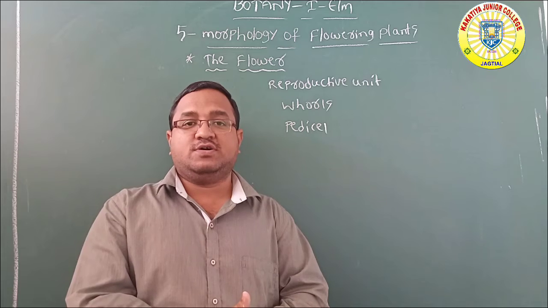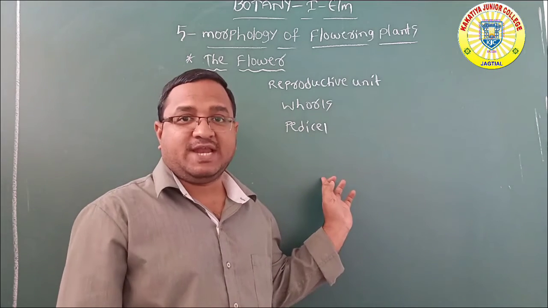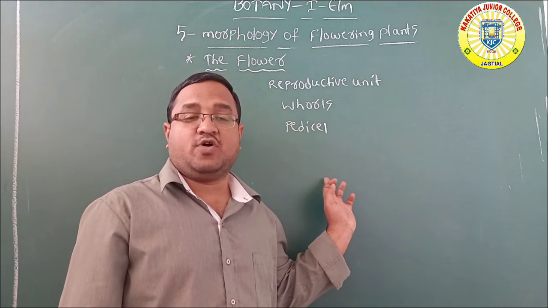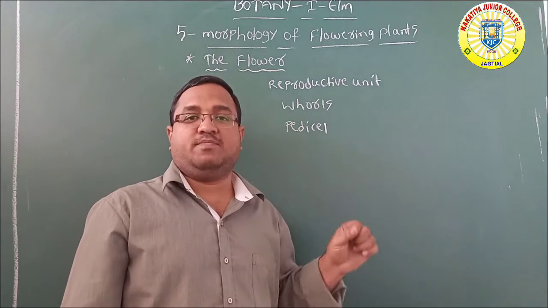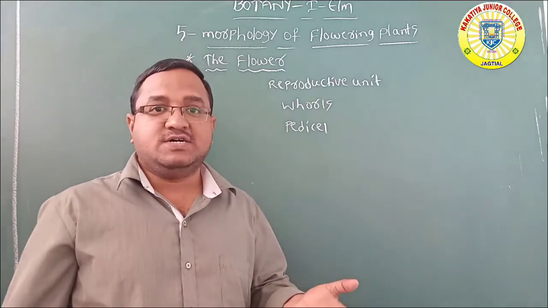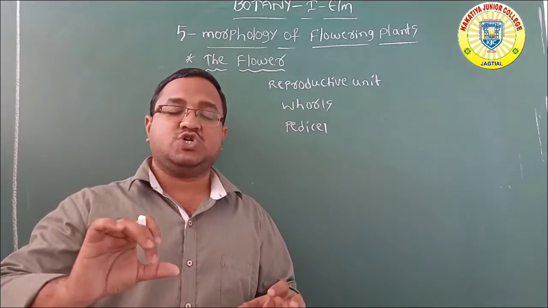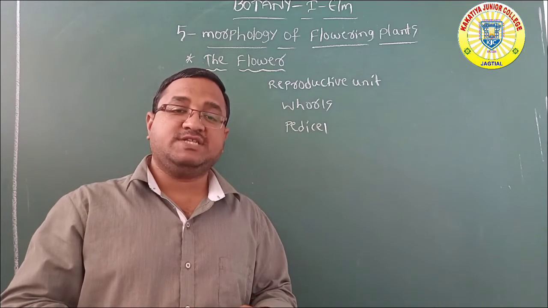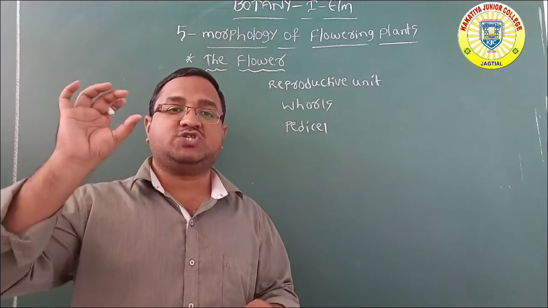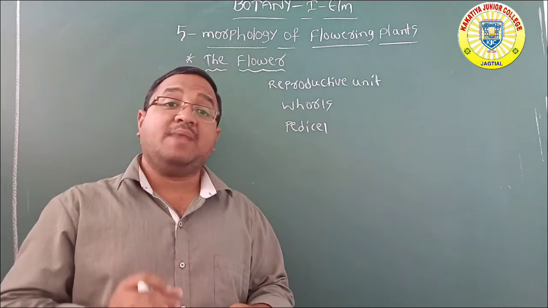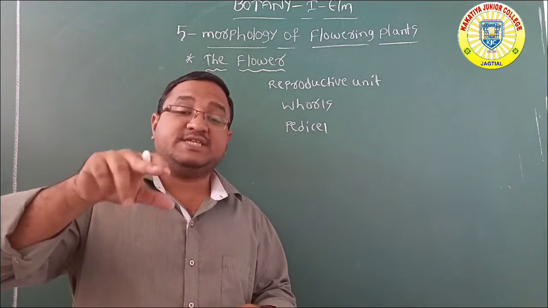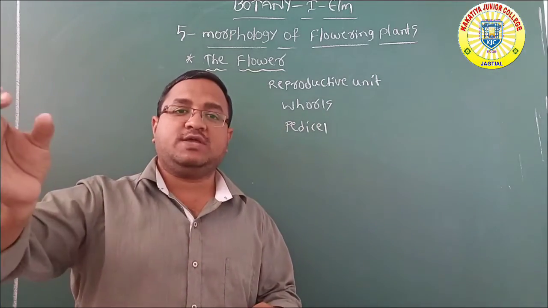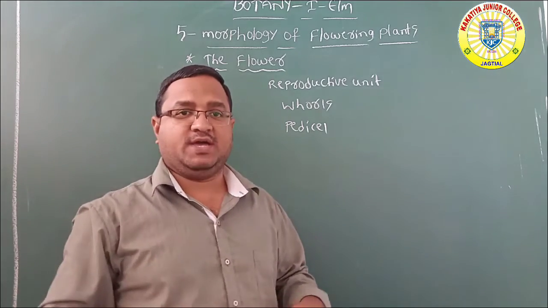This swollen floral stalk, the swollen end of the pedicel, is called the thalamus. The stalk should be bulged, and on the bulged pedicel, that is called thalamus. On the thalamus, four whorls are there, and on each whorl a different part is present.